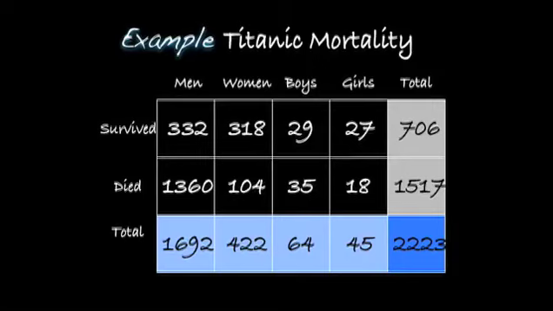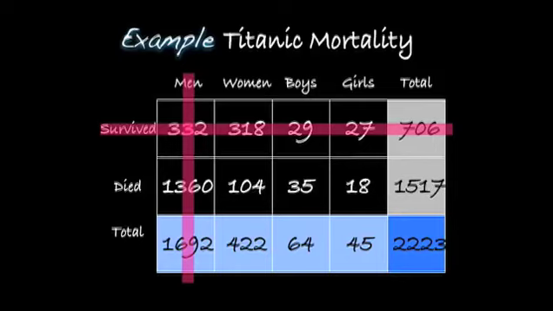So for the first question, if we look at the survivor row with the men column, we can deduce that 332 men survived the Titanic. However, there were 1,692 men aboard the Titanic. So 332 divided by 1,692 determines the probability of surviving given that you were a man.